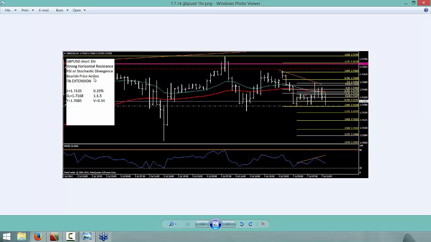Strong resistance, RSI, divergence. Don't know what this is. I'm not looking at divergence. You don't want to really see divergence. This is convergence. I'm not seeing divergence.